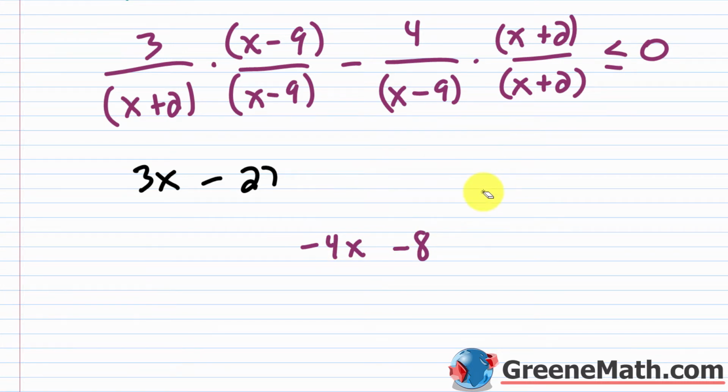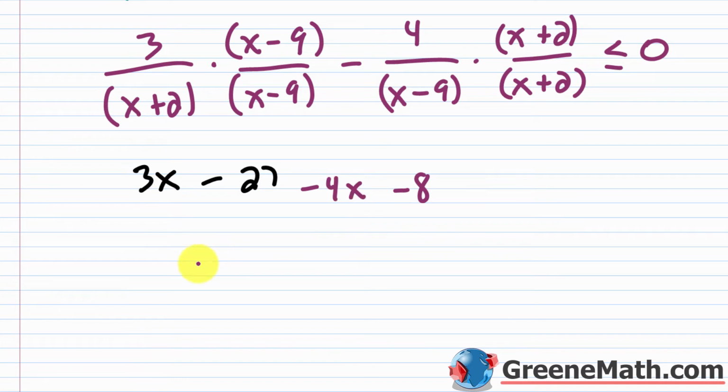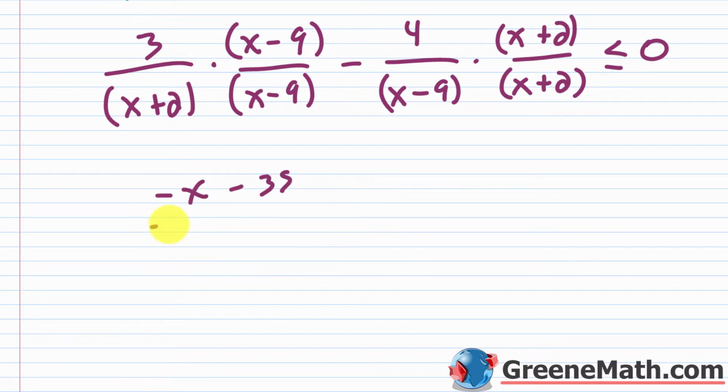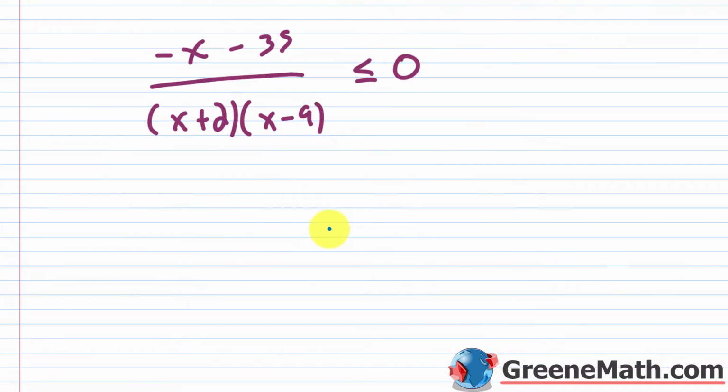Let me get rid of this and drag this up here. And then basically 3x minus 4x is -x. -27 minus 8, that's going to be -35. Let me get rid of this. Let's put this over our denominator. Again, we're going to leave this in factored form. So x plus 2, this quantity times the quantity x minus 9. And this is less than or equal to 0. All right, at this point, I'm going to set the numerator equal to 0. So -x minus 35 is equal to 0. We could just add x to both sides and say -35 is equal to x.